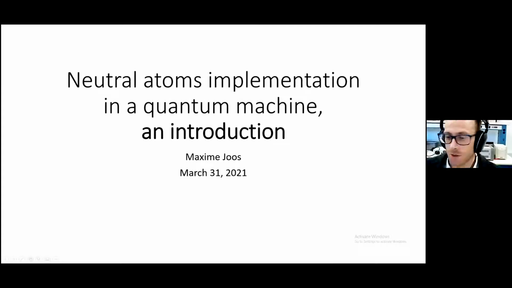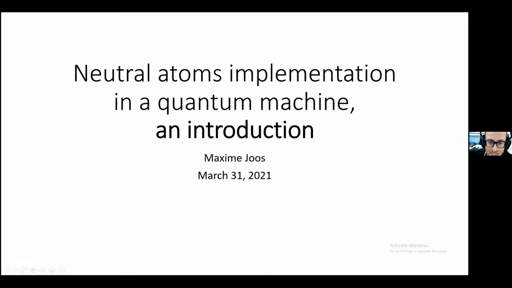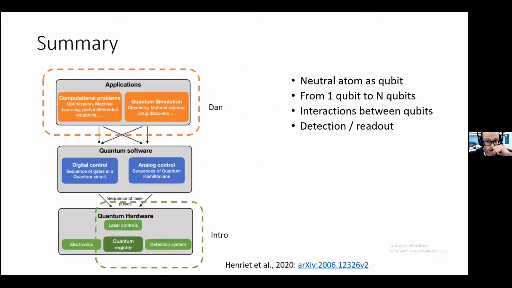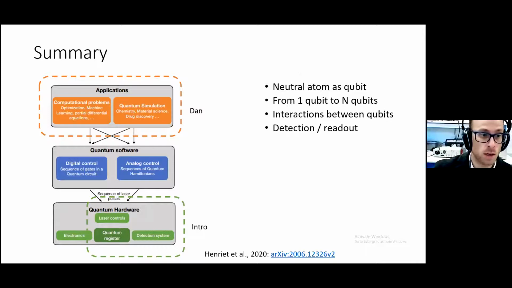Okay, so good morning, everyone. My name is Maxime Joss, and I am a postdoc at UCSB. And as Norm says, I'm going to introduce a few concepts on how to implement neutral atoms as qubits for a quantum machine. And I will focus on a very limited aspect of the very broad quantum project, which will be the physical implementation, namely the hardware.